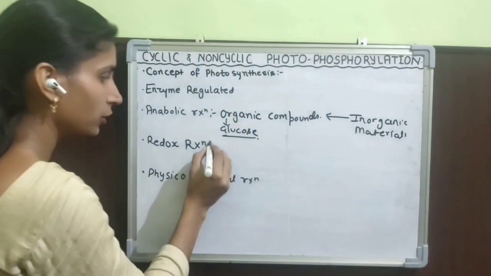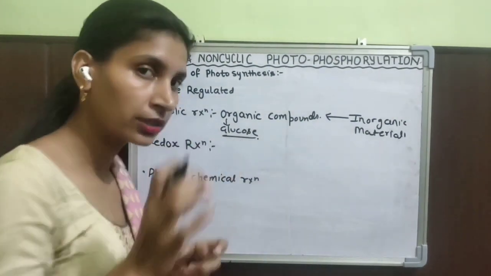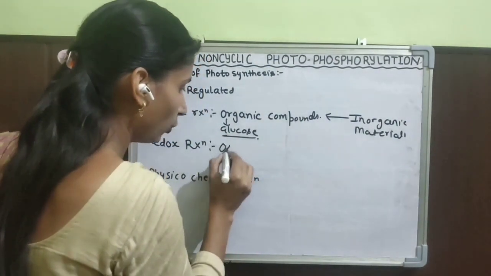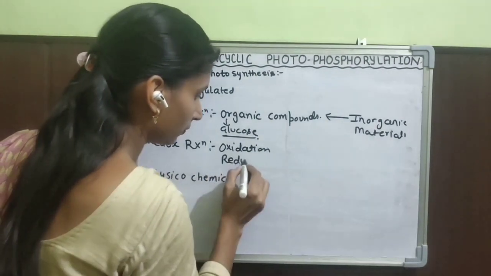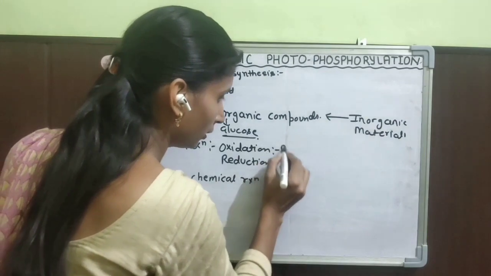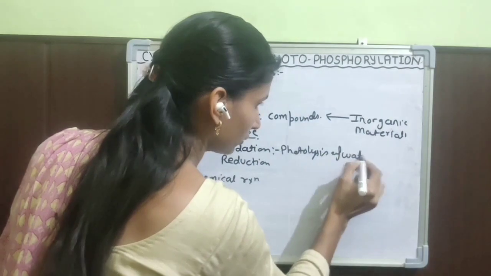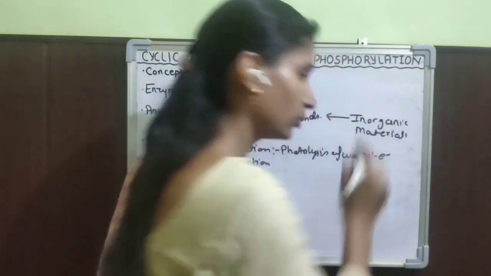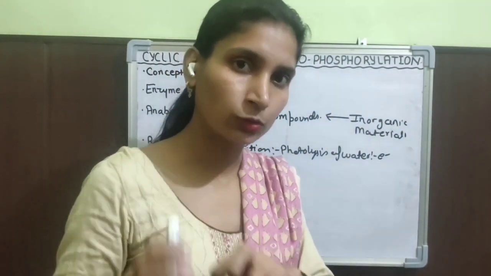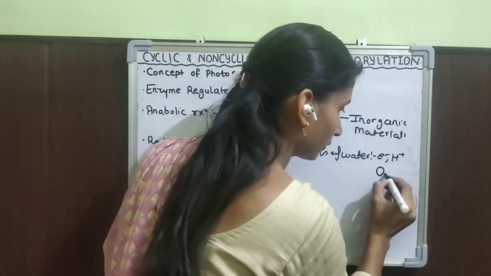The second one is redox reaction. Redox means reduction and oxidation. In oxidation, that is photolysis of water. Products of photolysis of water are electrons, which travel through the electron transport chain. Then the second is proton and the third one is oxygen.